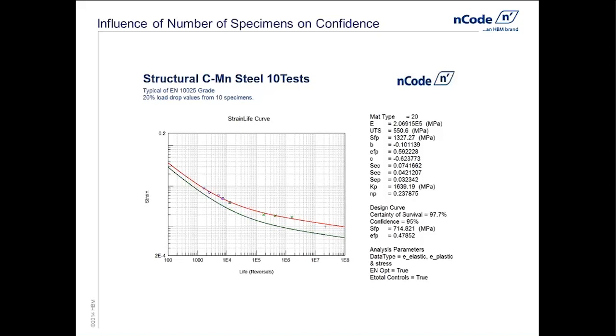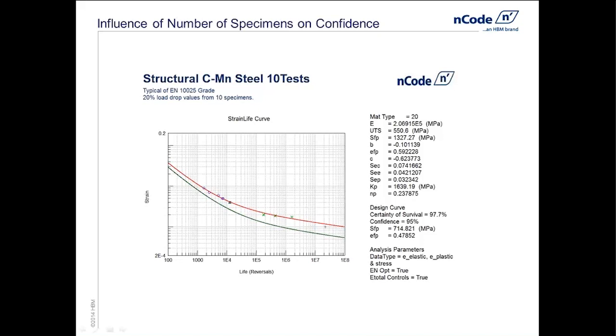But there's a second issue with this as well. The curve that we're going to look to create is a screened curve. We call that the design curve. And that is not only a factor of the amount of scatter in our test data, but it's also how many tests we had. The more tests, the more confidence we have in our data, and the stronger that curve can be. In this particular plot, we're looking at a certainty of survival of 97%, which basically is 2 standard deviations shift down on the curve. And we're looking at a confidence level of 95%.